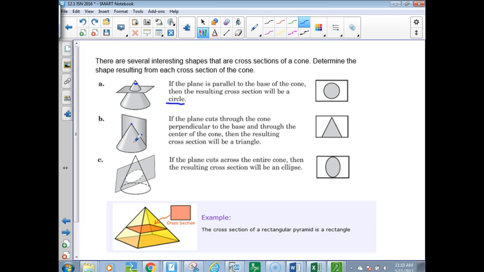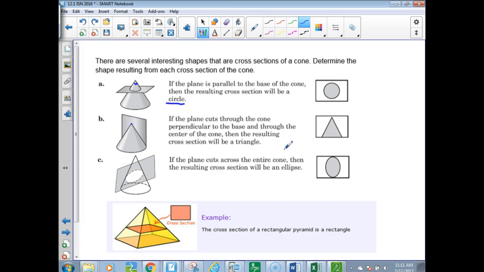Okay. Now, if I cut it going this way, straight through the tip, you see how I'm going to get a triangle? Okay. And now, if I cut it this way, going like that, I'm going to get an oval. Okay. It's not going to be fully round. It's going to be an oval if I go slanted like that. So that's what they're depicting on C.